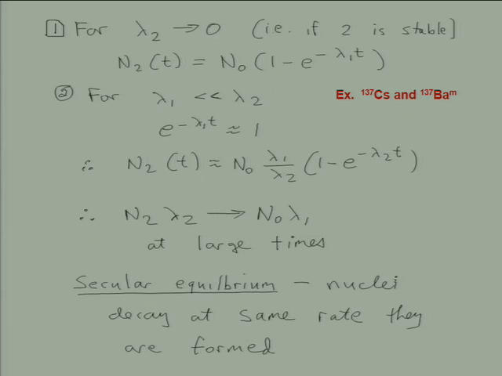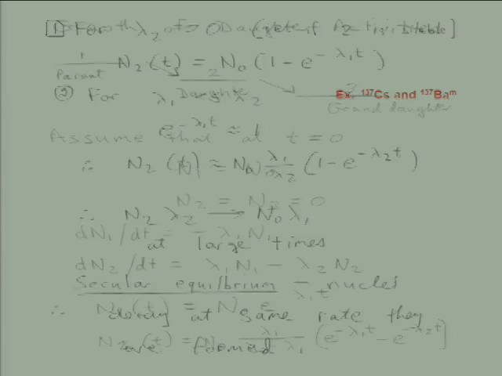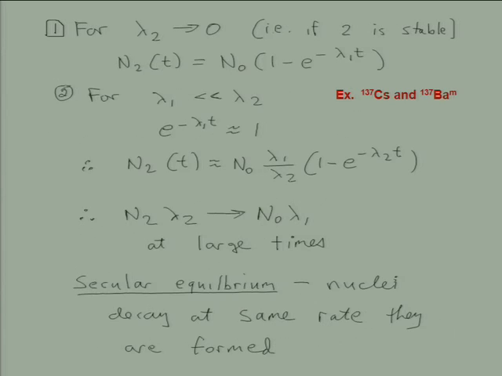So the first case is lambda 2 is stable. Okay? So imagine I have a situation where the parent decays into a stable daughter. And what I want to know is how does the number of the daughter change with time? Okay, so in this case, lambda 2 is 0. I just plug lambda 2 into the expression I had a minute ago, and what I'll find is that n2 grows with time. Okay, because what's happening is the parent is decaying into a stable daughter.